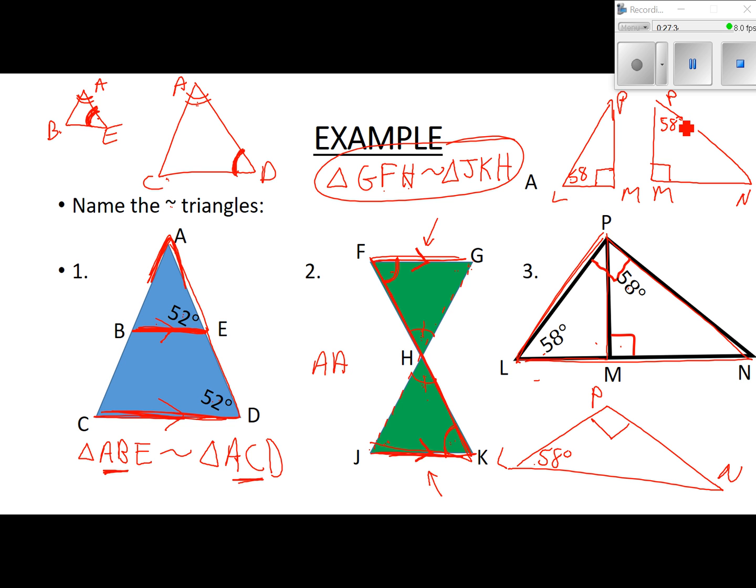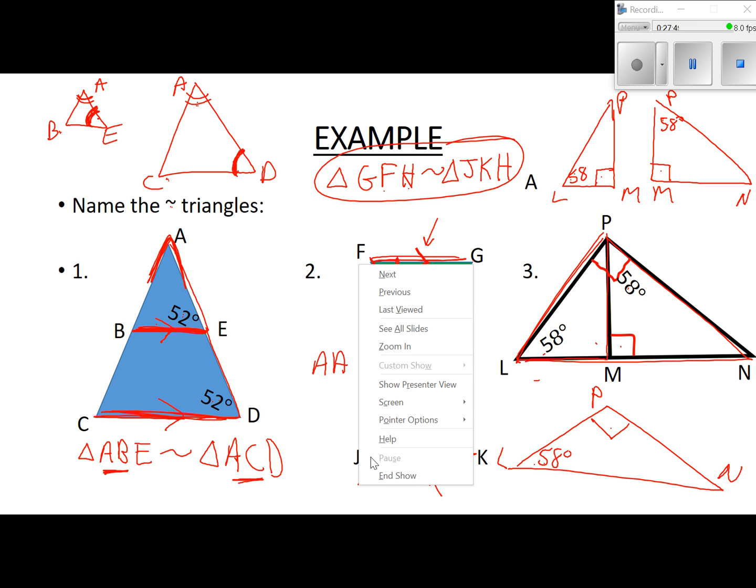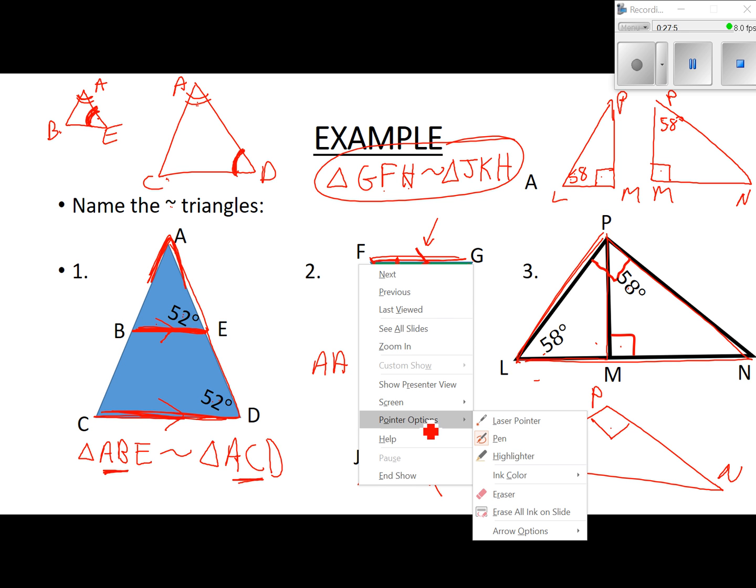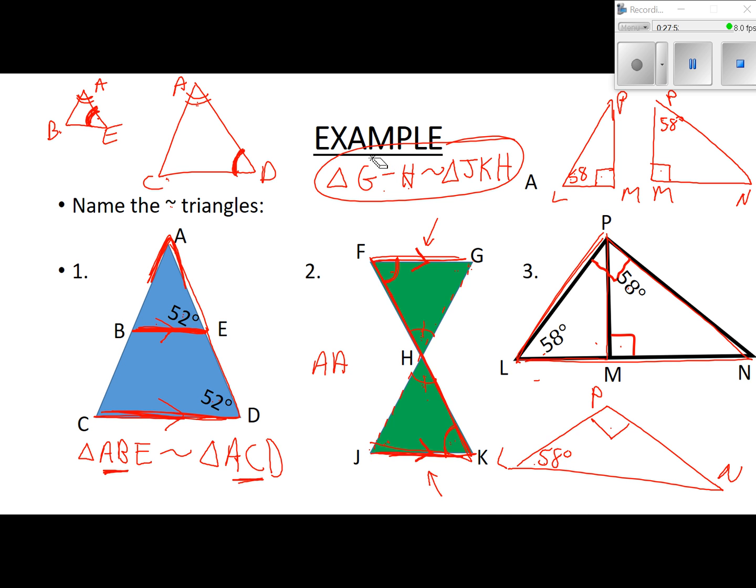Well, right now we have enough to say that all three of these triangles are similar to each other, because they all have a 58-degree angle and they all have a right angle. So all three triangles are similar. I'm going to erase some of this so that I can write all this out.